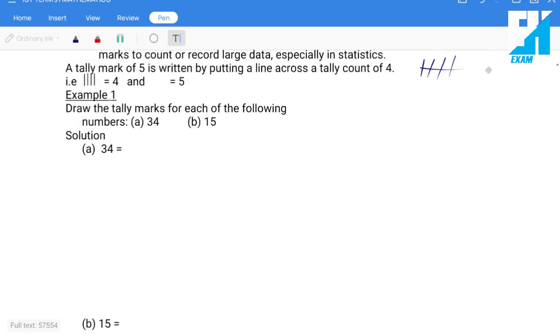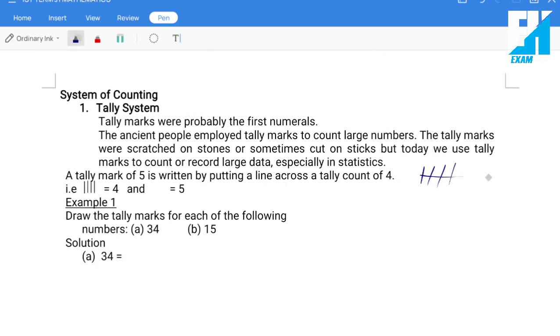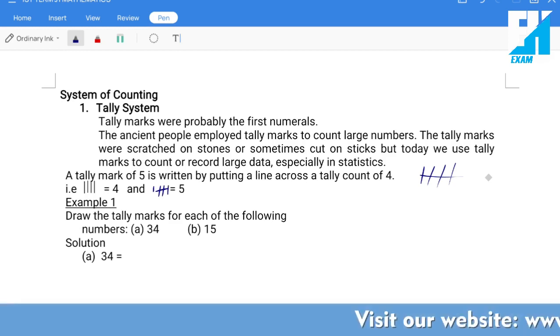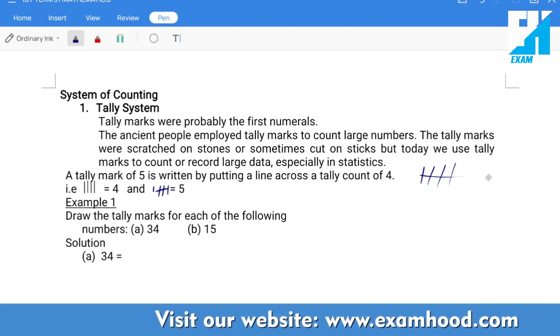That's the way we count. That's the way it is counted in the tally system. And the fifth one will be 1, 2, 3, 4, and this makes it 5. Now, example 1 says, draw the tally marks for each of the following: 34.